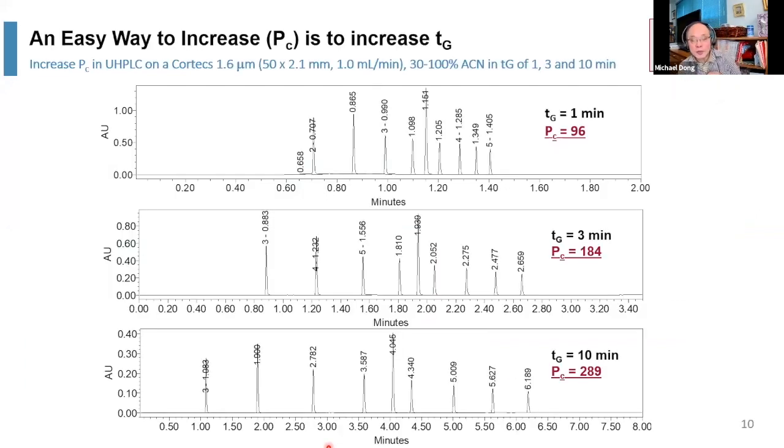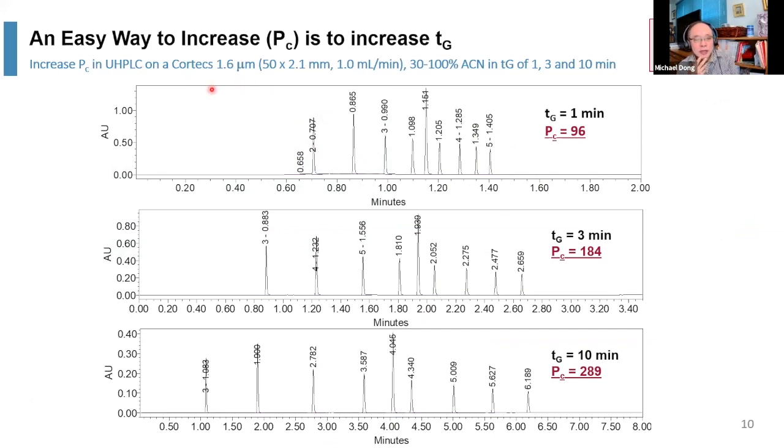Okay, an easy way to increase peak capacity is to increase retention time, right? So here I did a study myself. This comes from my own lab a few years back, right? So I have this, this is the Agilent test mix. Any surface engineer is familiar with the test mixture, right? So it's 9 alkylphenols.